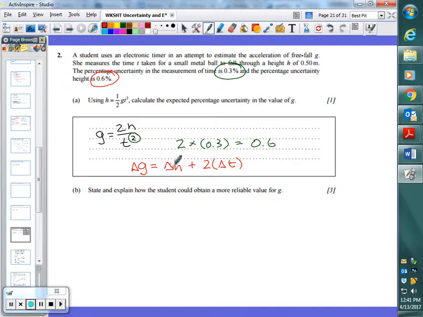Okay. And so this we got was 0.6. We already calculated that the total uncertainty in t after raising it to the power is 0.6, and so the overall uncertainty in our value of g would be 1.2%. That good, Fuad? You got it? Does it make sense?